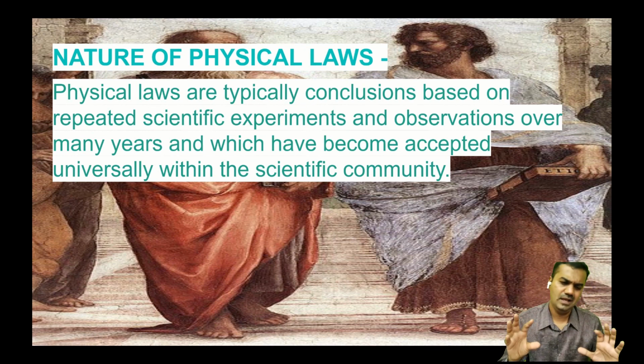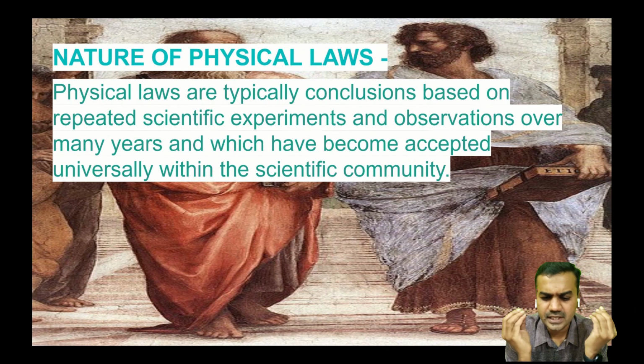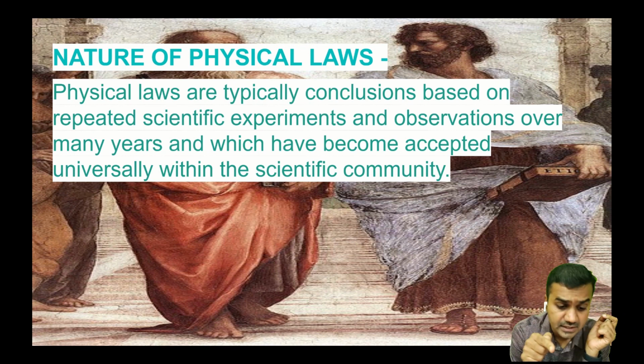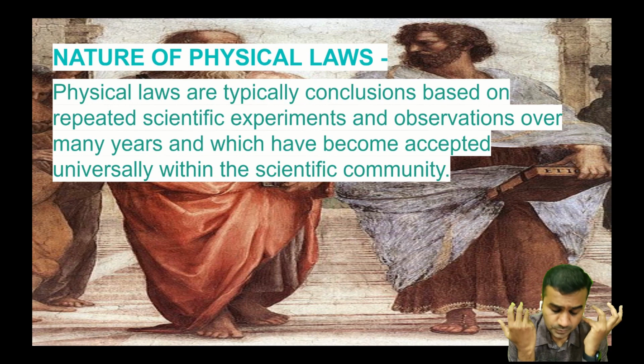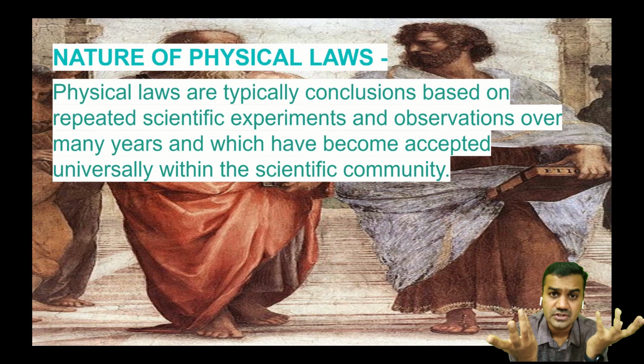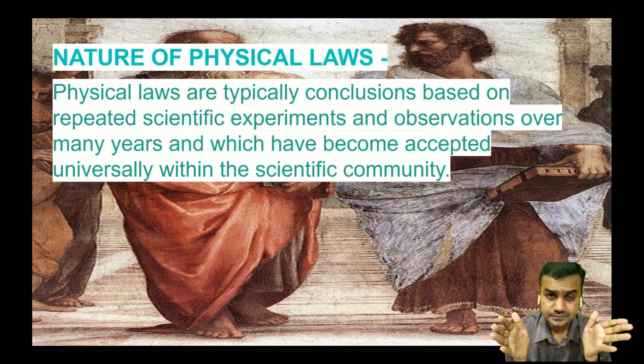What are physical laws? A typical definition: physical laws are conclusions based on repeated scientific experiments and observations over many years, which have become accepted universally within the scientific community. We have observed certain phenomena, made systematic observations, and verified that observation data using scientific experiments, over a period of not just 1 or 2 years.